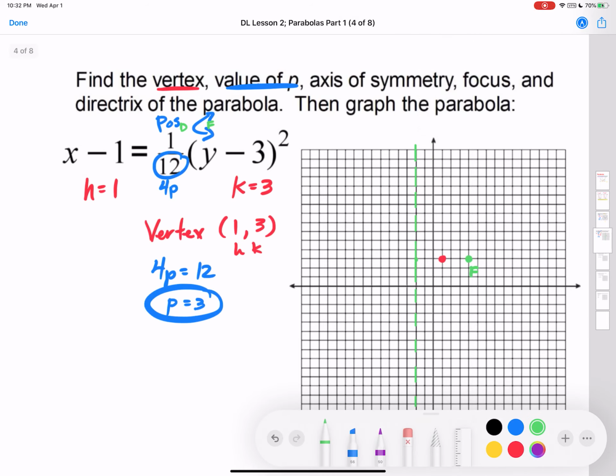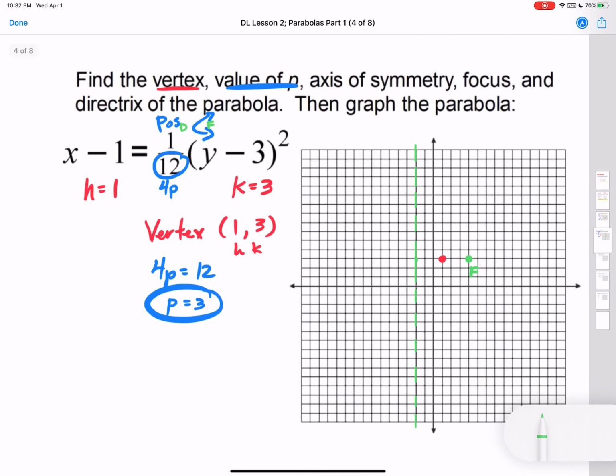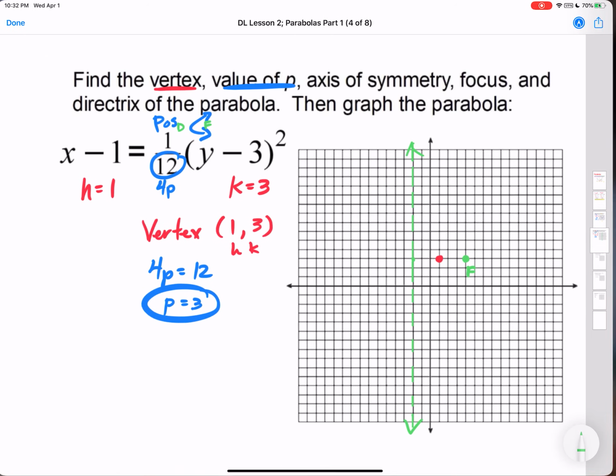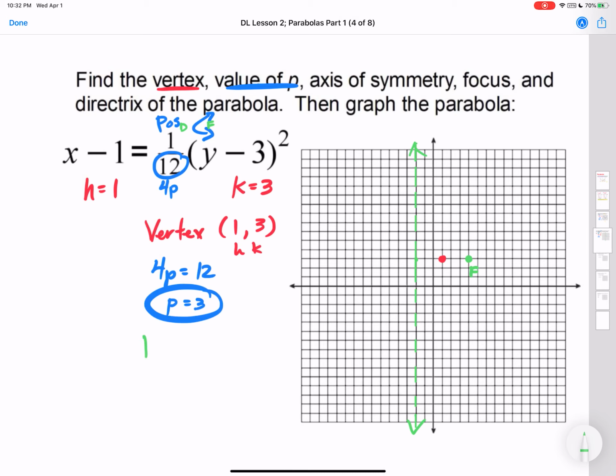Okay, so now that I have my directrix, I'm going to go ahead and draw my arrows. It does go on forever. I have my focus. The focus is located at, it looks like 2, 4, 4 to the right, and then up 3, so at 4, 3. And the directrix is located at x is equal to -2.